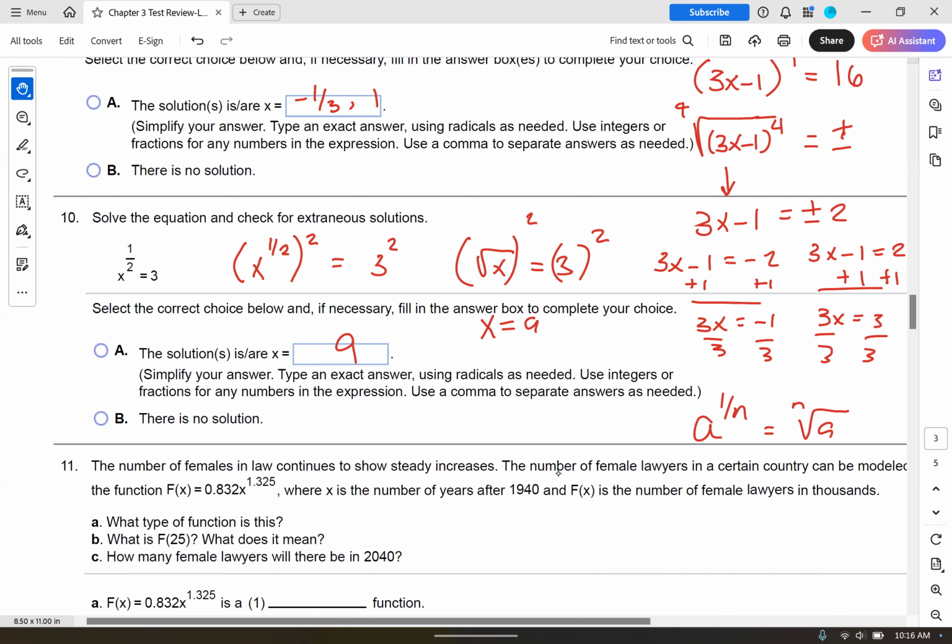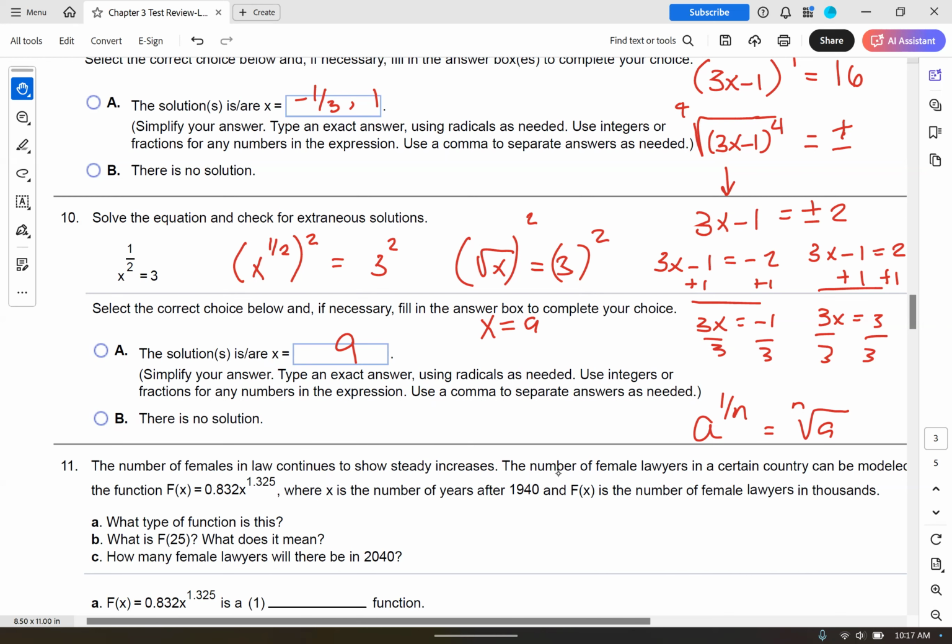So the solution to that equation is 9. How did you know the other one would have 2 answers, but this one only has 1? Because I knew that I was raising that to the 4th power, and when I take the 4th root, I have to put the plus or minus in front of it. So I know that because of that plus or minus thing.